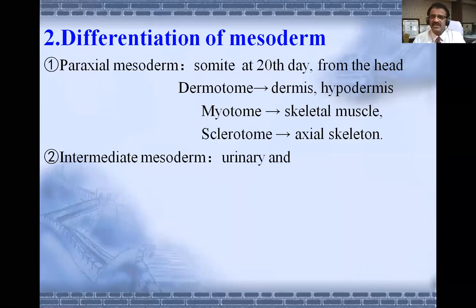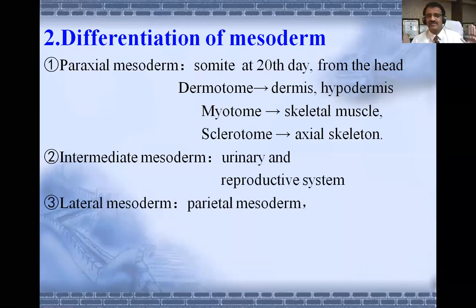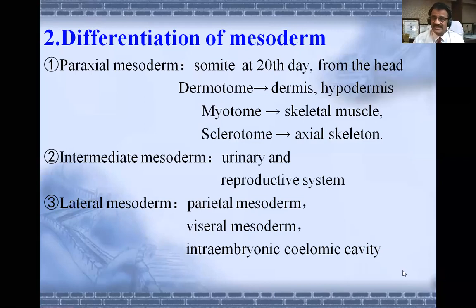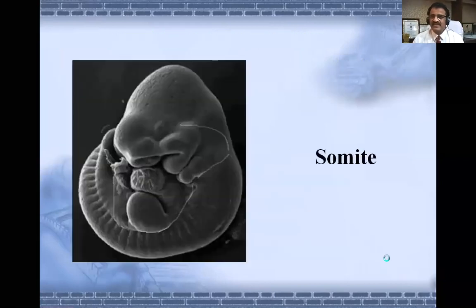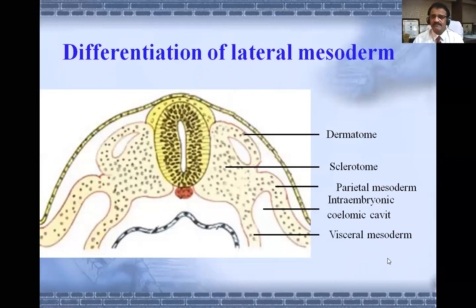Now the intermediate mesoderm will give rise to the urinary and reproductive system, and the lateral-most mesoderm will give rise to parietal mesoderm here, and visceral mesoderm, with the intraembryonic coelomic cavity. Now this is the somite. Somite means body. Okay. Now, differentiation of lateral mesoderm.